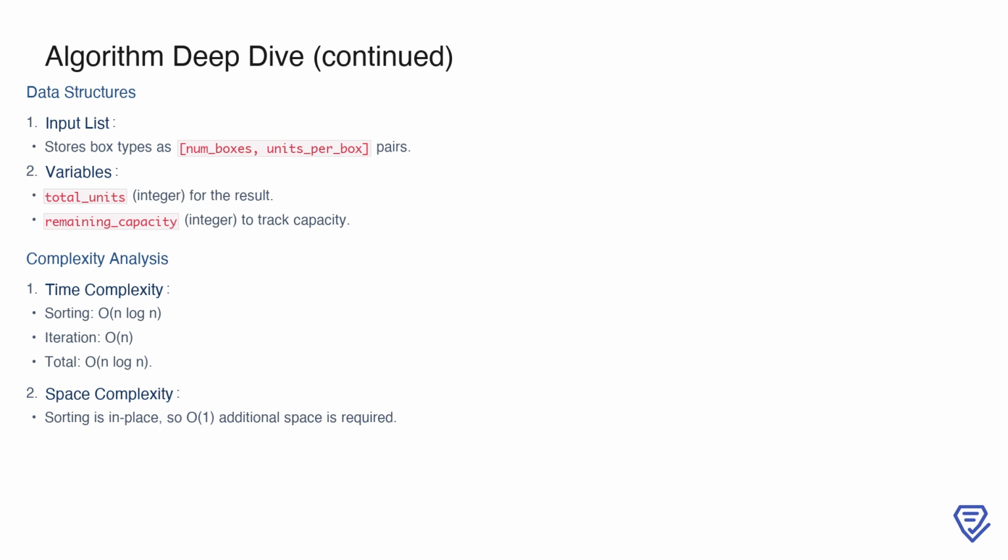The algorithm's efficiency is also worth noting. The sorting step has a time complexity of O(n log n), and iterating through the box types takes O(n), so the overall time complexity is O(n log n). In terms of space complexity, the sorting is done in place, meaning we only require O(1) additional space. This makes the solution highly efficient both in terms of time and memory usage.